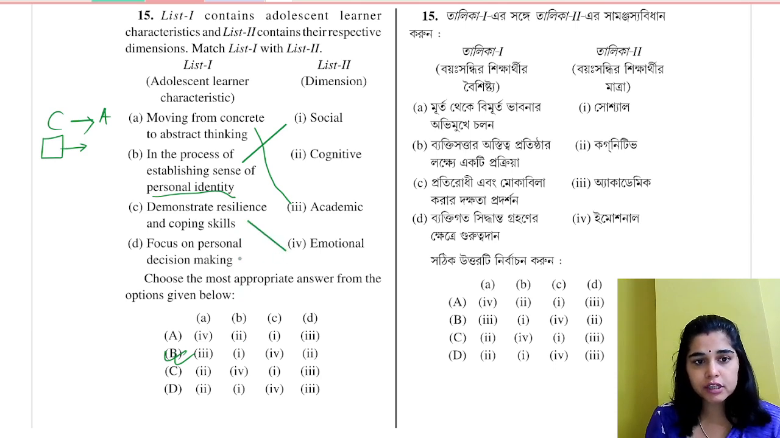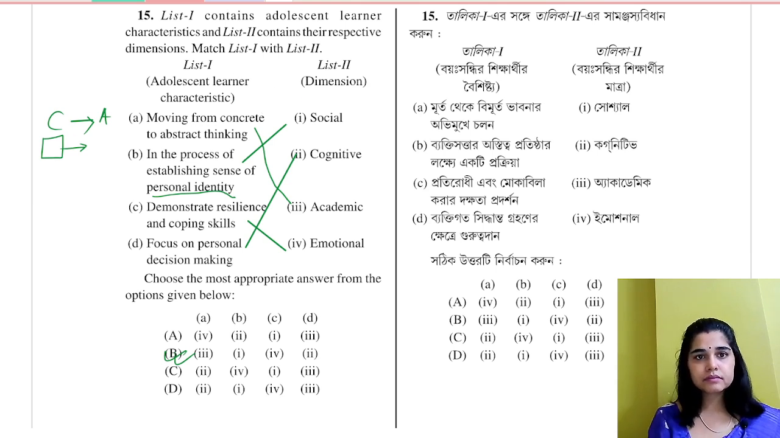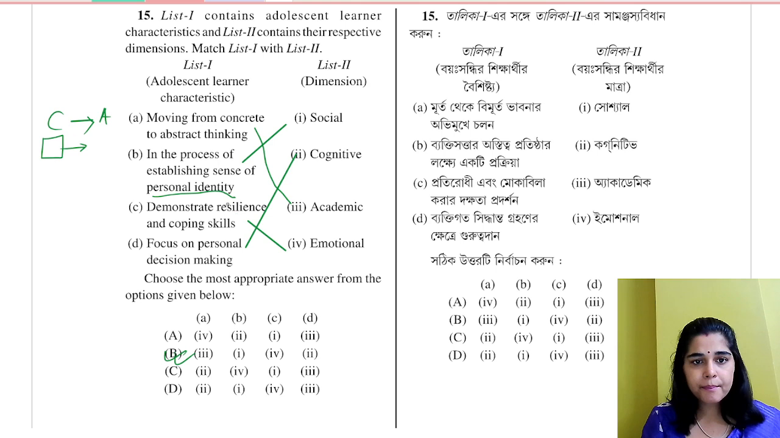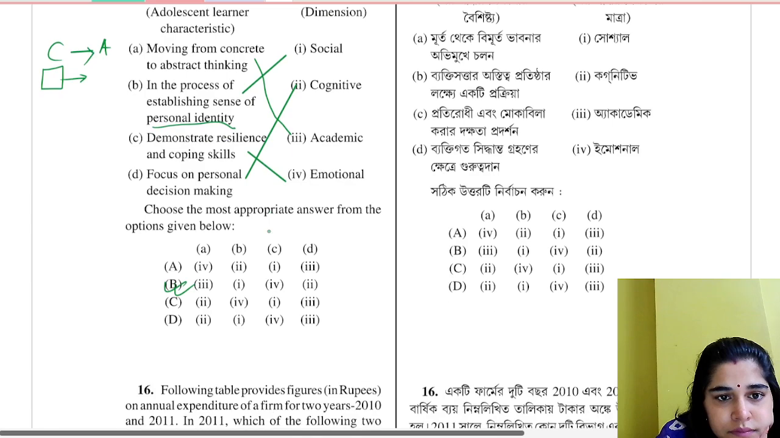Coping skill is your emotional. And focus on personal decision making is your decision making. You will do some cognitive activity with your mind. That is cognitive activity. Okay. The answer is option 3, 2, 4. Yes, and 2. Correct.